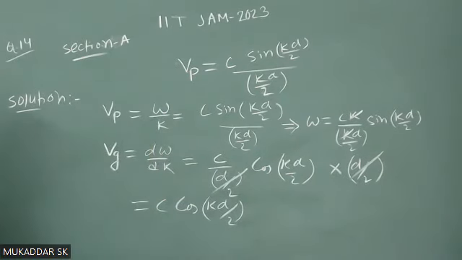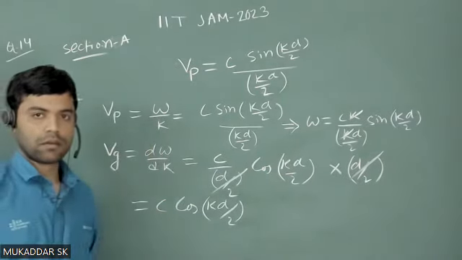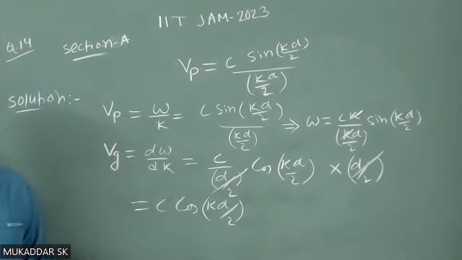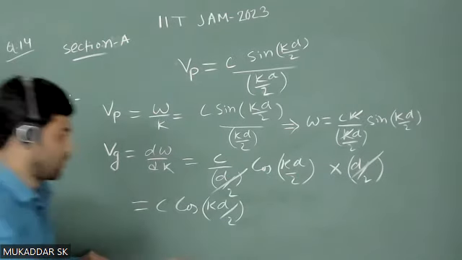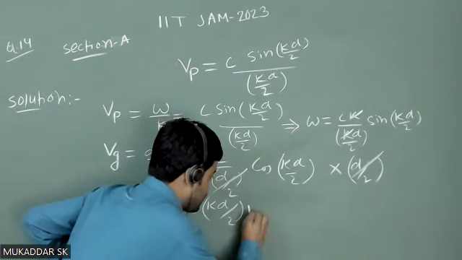So this will be the answer. According to the given set, the correct option will be B. The group velocity of this wave will be c times cosine of kd by 2.